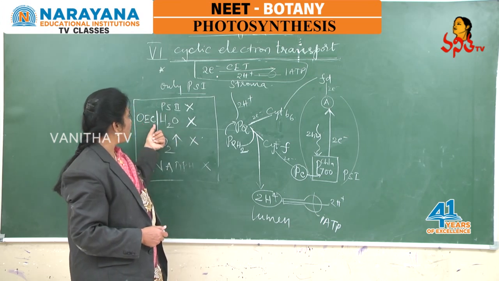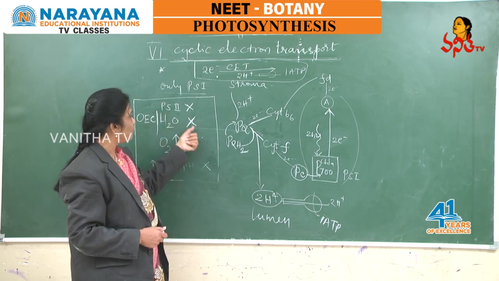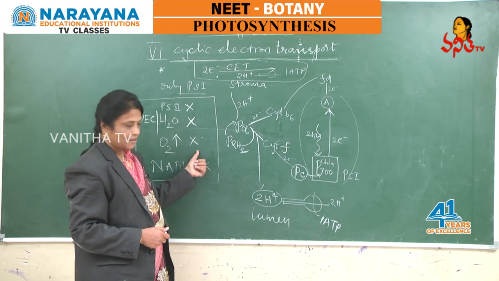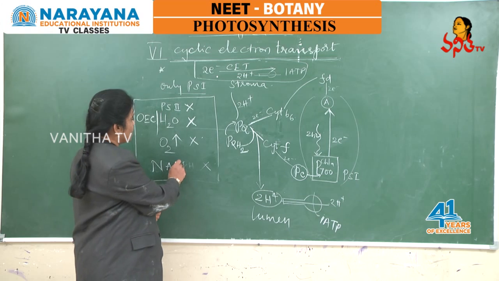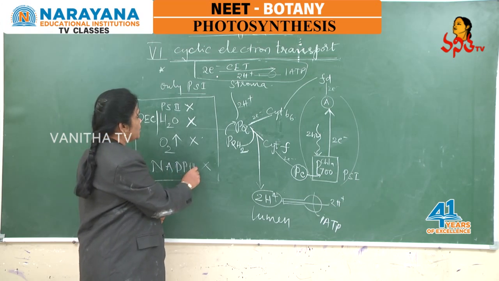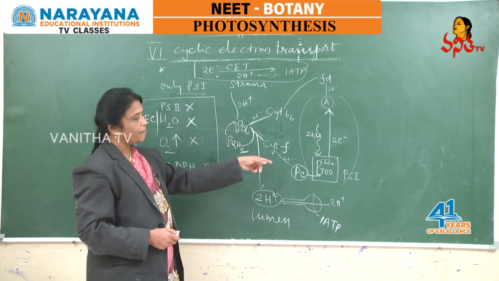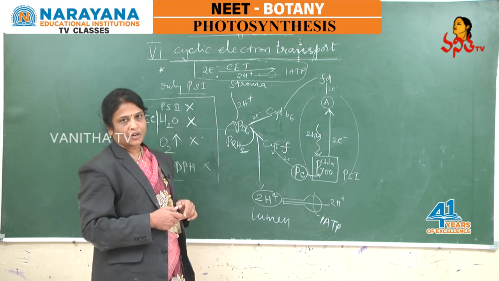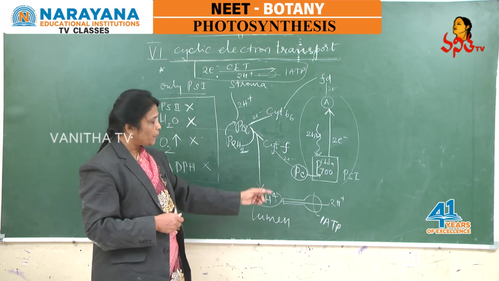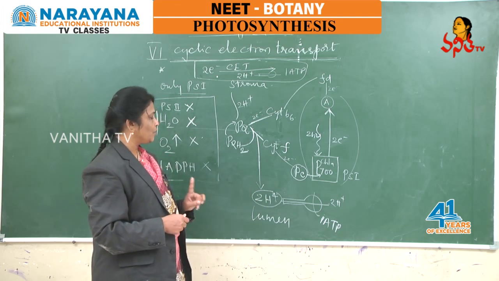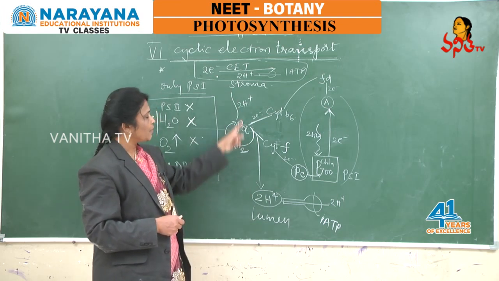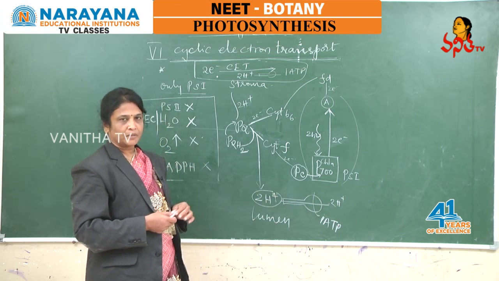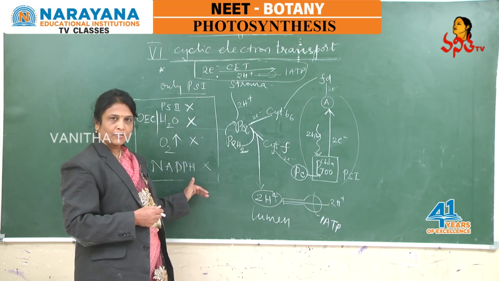So the oxygen evolving complex and photolysis of water do not occur, and so there is no evolution of oxygen. As well, there is no NADPH formation because the electrons go back to the P700 molecule, involved in cyclic electron transport. And in the energetics, we expect only 1 ATP molecule, as 2 protons are translocated from stroma to lumen and later channeled through the coupling factor. That is about cyclic electron transport.